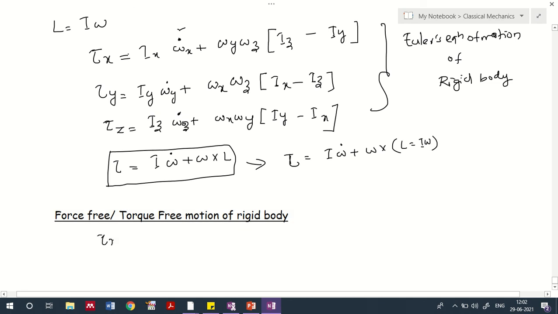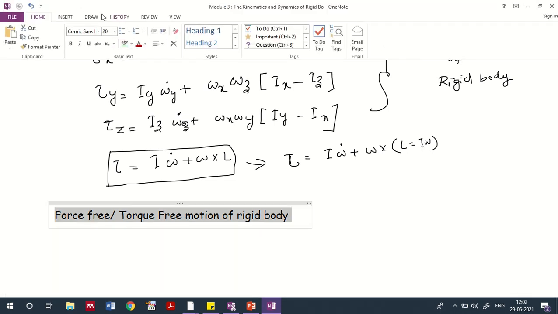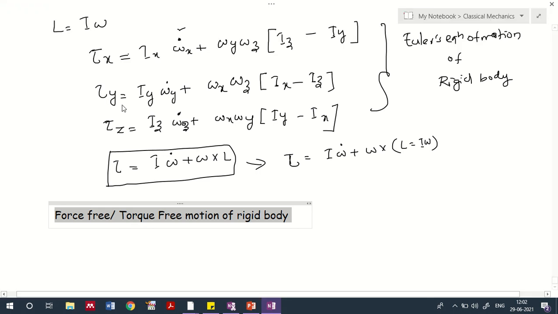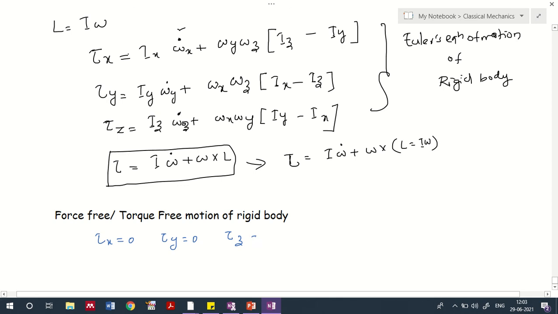If it is torque free, then tau x will be equal to 0. Then tau y will be equal to 0. So tau x is equal to 0, tau y equal to 0. Then we have tau z equal to 0. So we'll consider it like this. And if you do so, we know that the left part of this entire equation becomes 0. So we can actually equate this equation to 0, right?